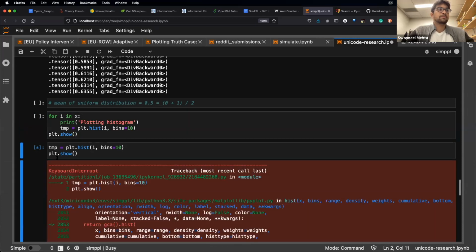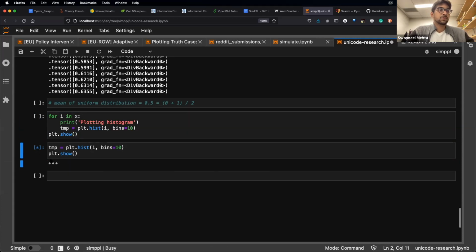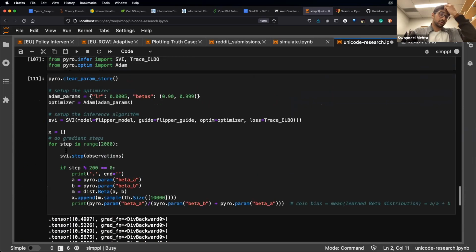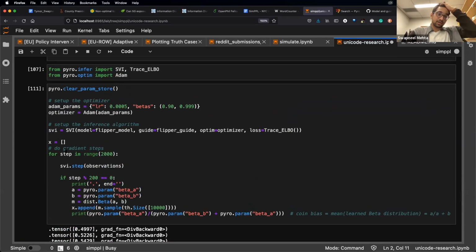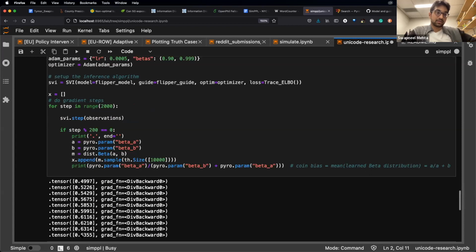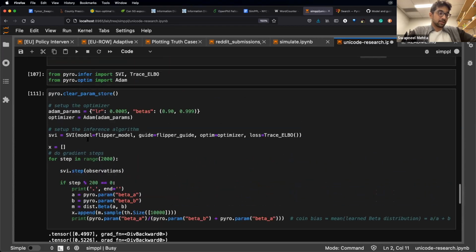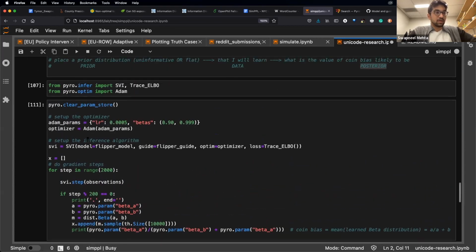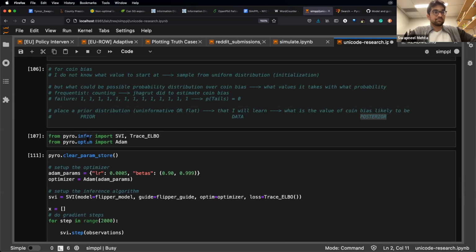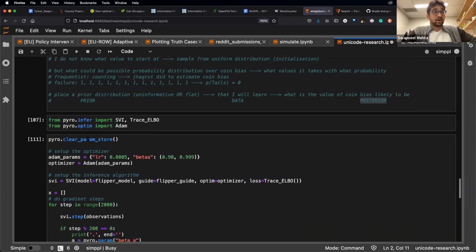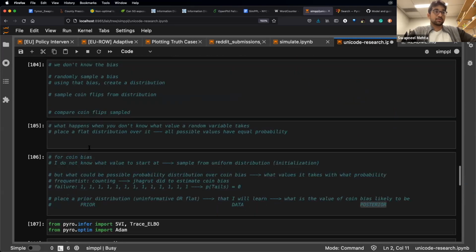Anyway, this was it for today. So what we saw was you can actually learn a sort of coin bias from the observations that you saw, using this ability to perform inference. Are there any questions? And of course, please go through the notebook.